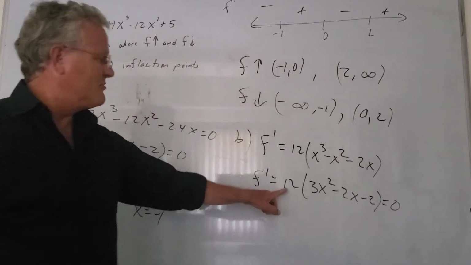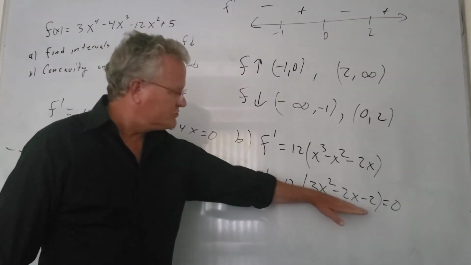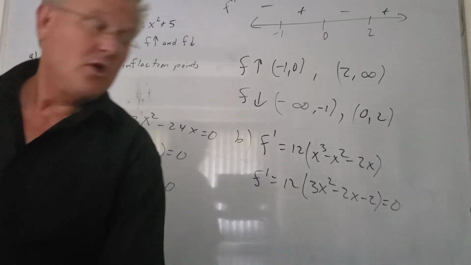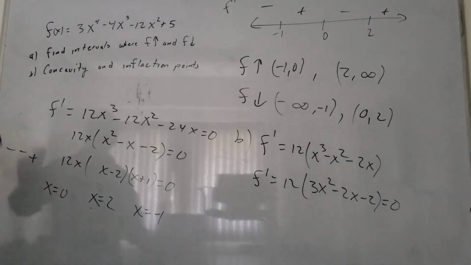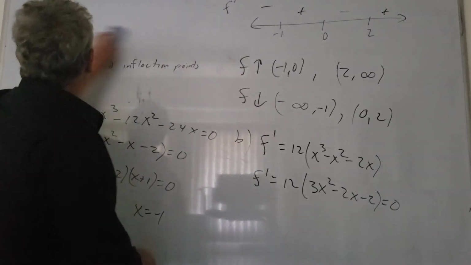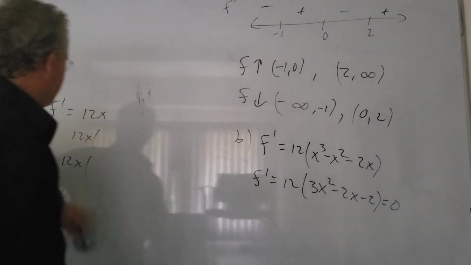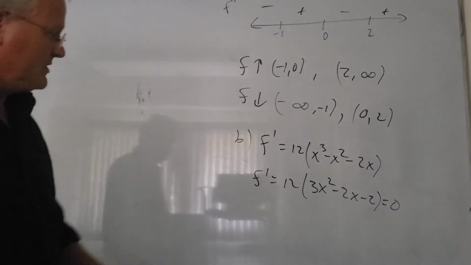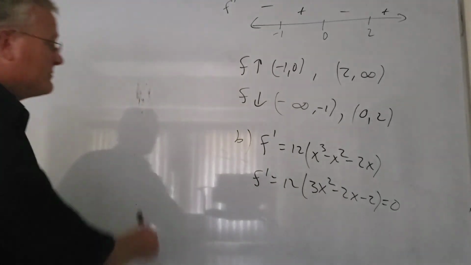When is this 0? Well, 12 is never 0. So we want to know when is that 0. Well, that does not easily factor. So let me just erase this, keeping in mind we're finding the concavity and points of inflection. So we got to use the quadratic formula.